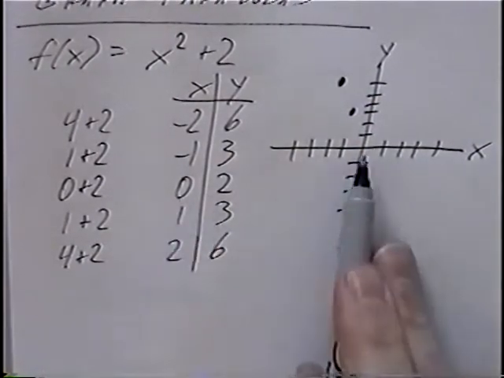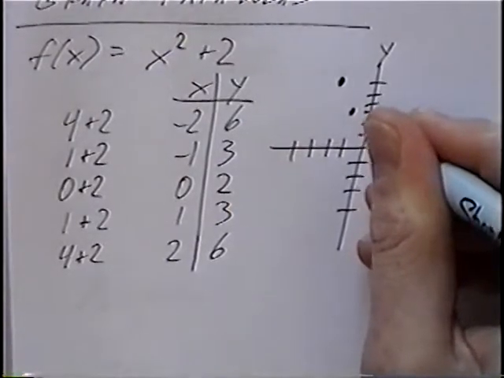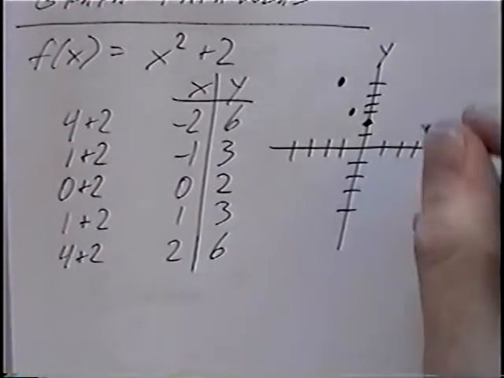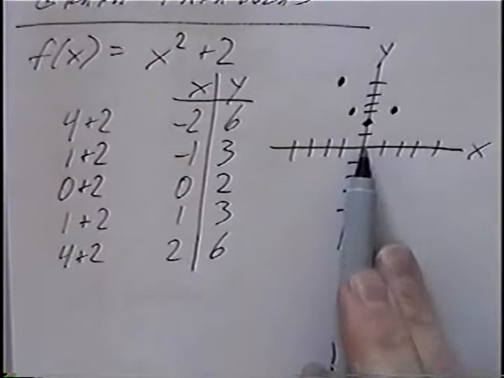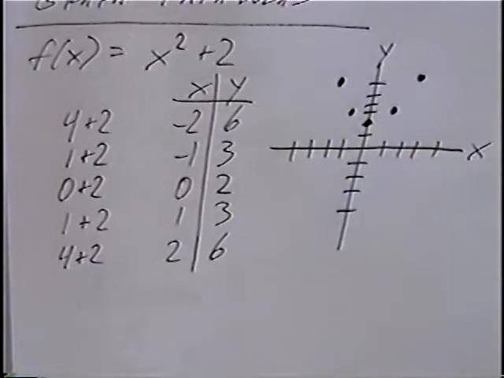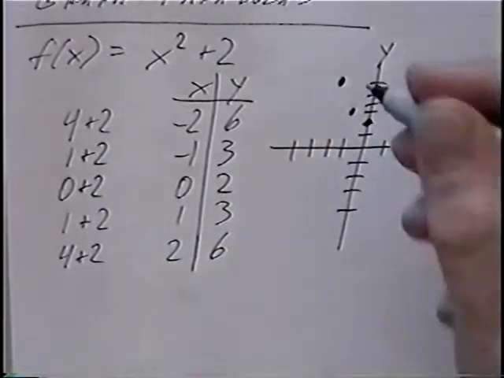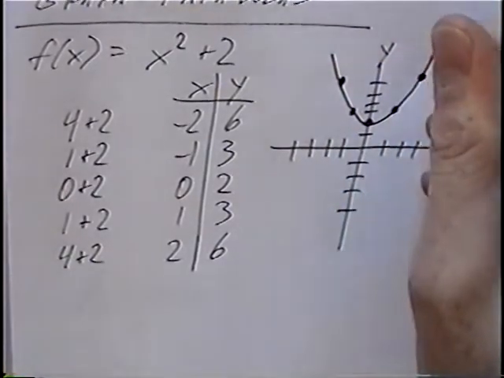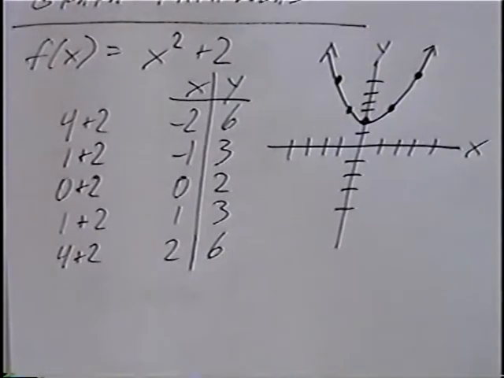0, 2. 0 for the x would be in the middle. 2 for the y value would be 2 spots up. And 1, 3. 1 to the right and 3 up. And 2, 6. 2 to the right and 6 up. Again, parabola shapes, when you have an x squared in the equation, should make a u shape. Connect them to make the parabola shape, and you can put arrows on each side as the parabola continues up.